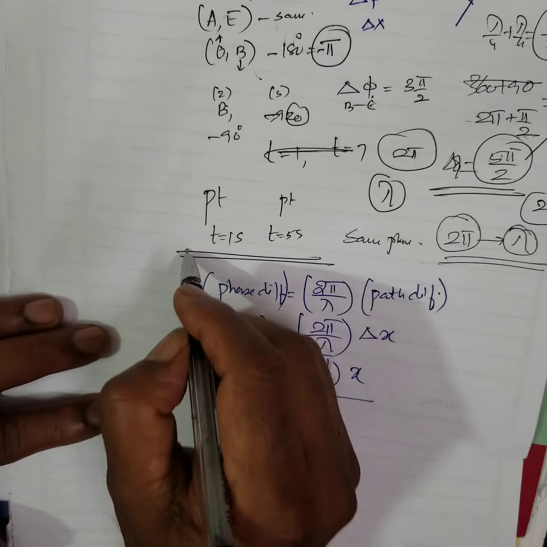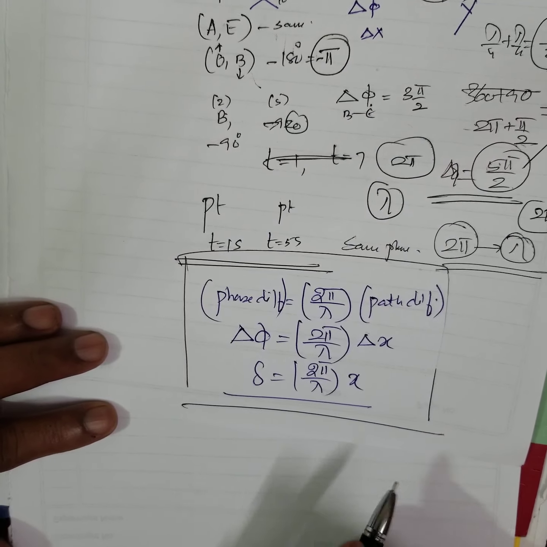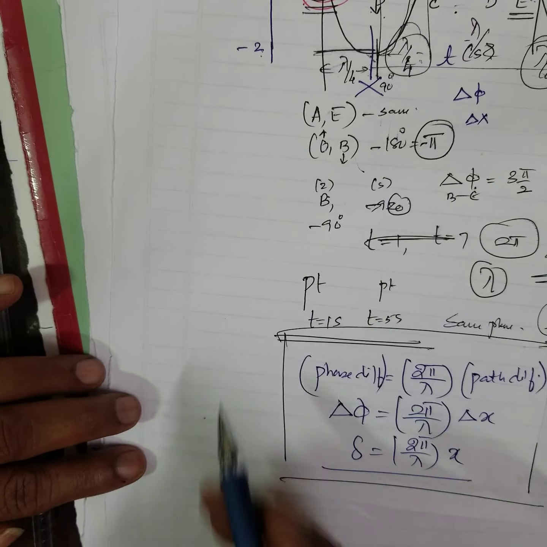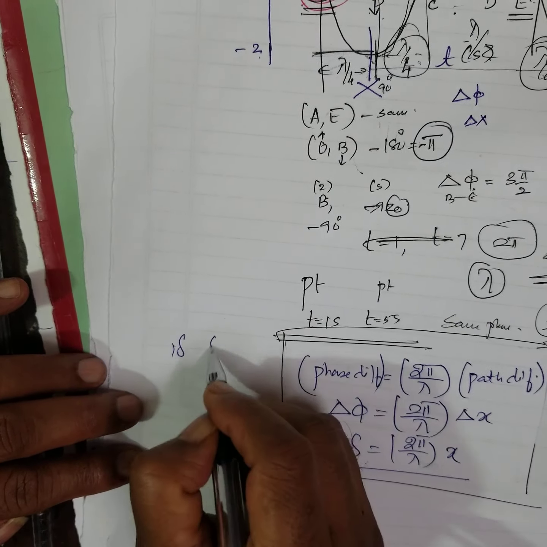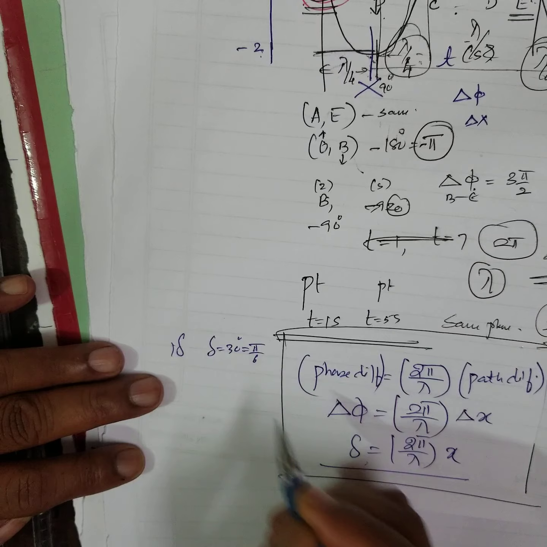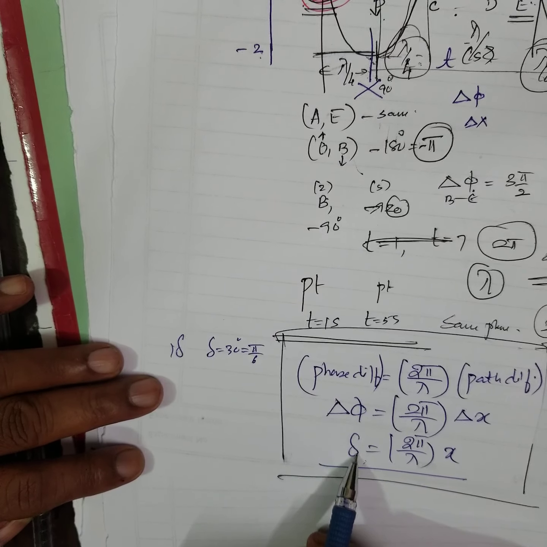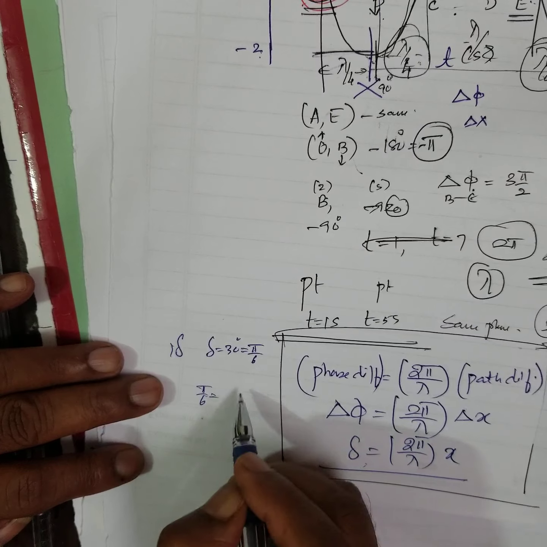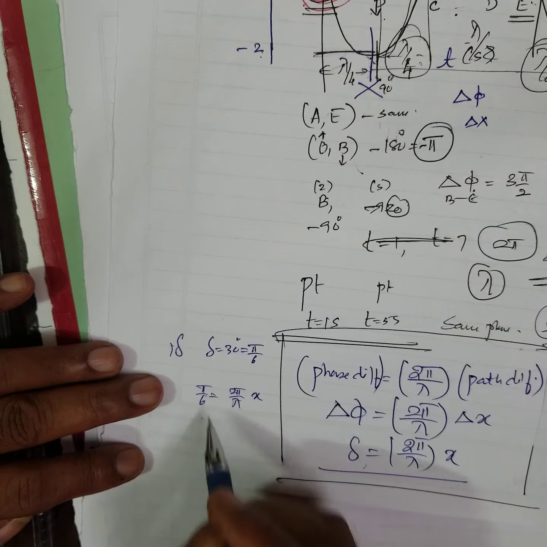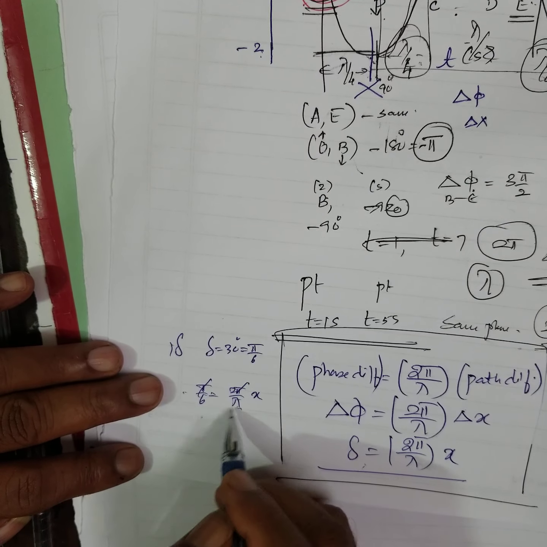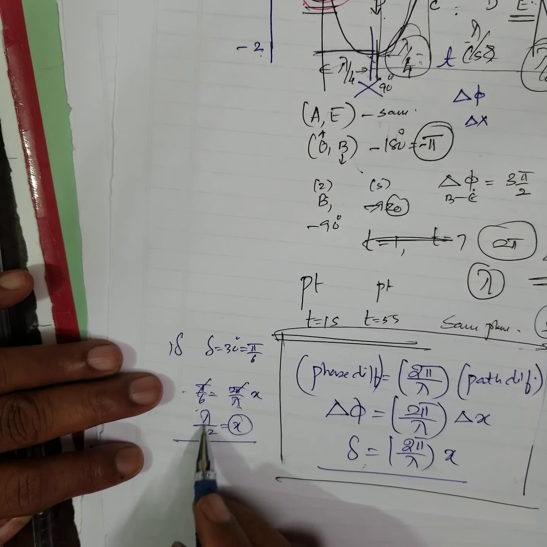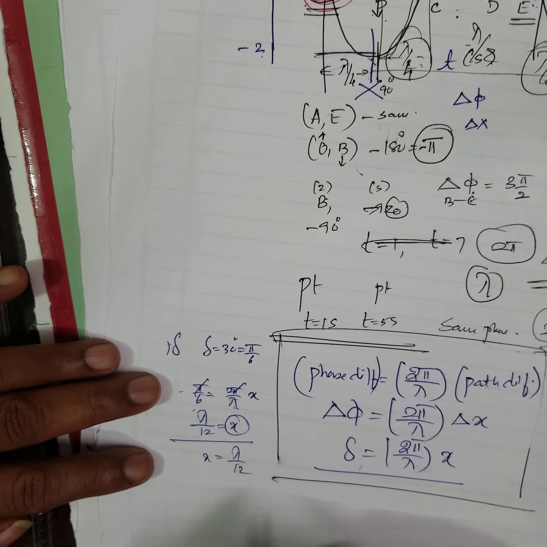But remember this formula: phase difference is equal to 2 pi by lambda times path difference. See, if the problem asks like this, if the phase difference is equal to 30 degrees, what is the path difference? You can easily do it. 30 degrees is pi by 6. Put that phase difference there. Pi by 6 is equal to 2 pi by lambda into x. That means pi gets cancelled. Therefore, the path difference is lambda by 12.